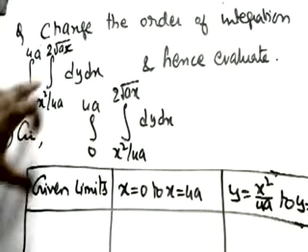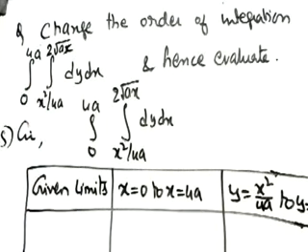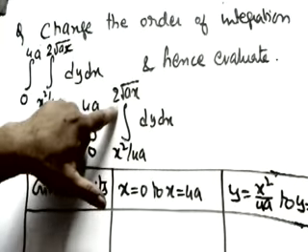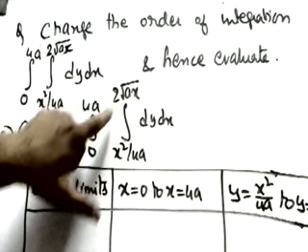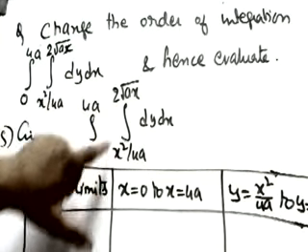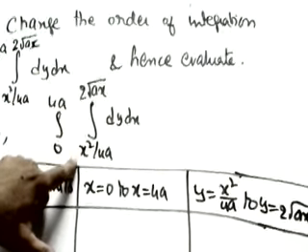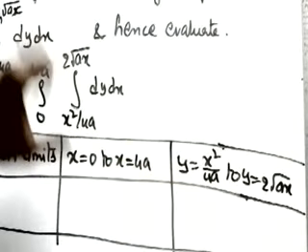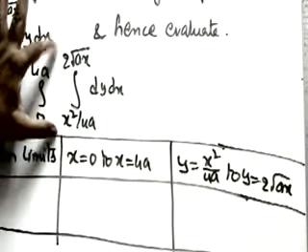Change the order of the integration and hence evaluate. I just now explained to you, when it is given in x, that means these are the limits of y. So this is the lower limit, this is the upper limit. So what is the lower limit? y equals x square by 4 to y equals 2 root x.